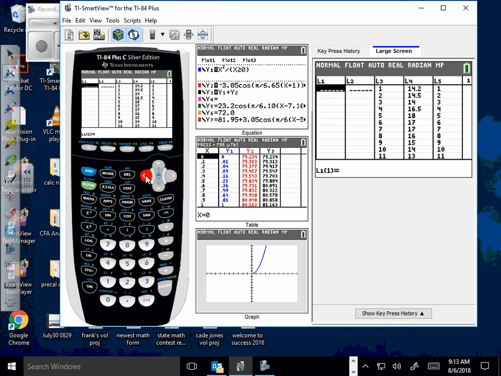Okay, so now I'm going to type into List 1 all the X values: 62, 64, 66, 68, 70, 72, 74, 76. Any questions about typing the X values in? Now I'm going to type in the Y values into List 2: 136.2, 140.6, 145.6, 151.2, 157.4, 164.2, 171.5, and 179.4. Any questions about that?